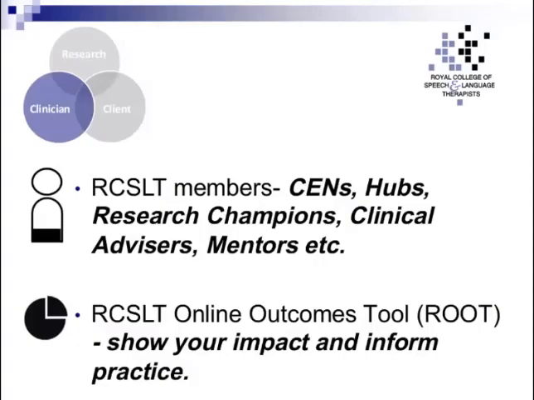The Route is an important tool that you can use to capture the impact of your clinical work and also compare your outcomes with others across the UK. It can help you to use your clinical data to inform your own decision-making and evidence-based practice through a number of ways. If you're interested in finding out more about Route, you can check out one of our previous webinars called Are You Route Ready?